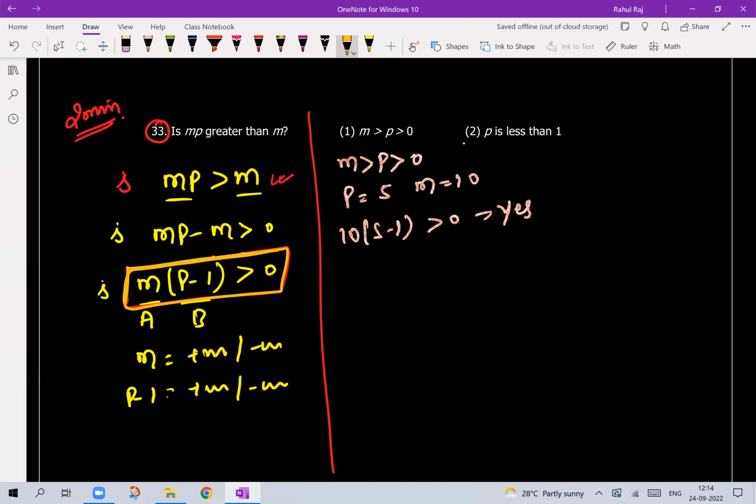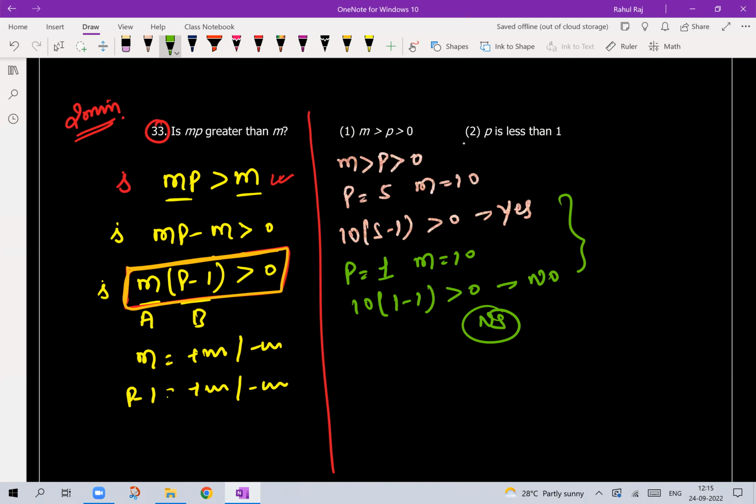What am I supposed to take? My number is P greater than 0. Imagine I take the condition P equal to 1. Why did I take 1? Because my question says is M into P minus 1, and statement number 1 says P is greater than 0, so I have full liberty to take P as 1. If I take P equal to 1 and M equal to 10, do you think 10 into 1 minus 1 is greater than 0? No, it is equal to 0. So I have a yes situation and a no situation. Option number 1 is not sufficient.